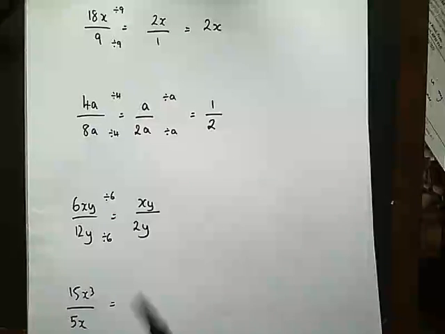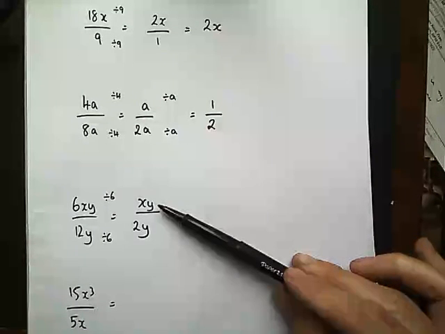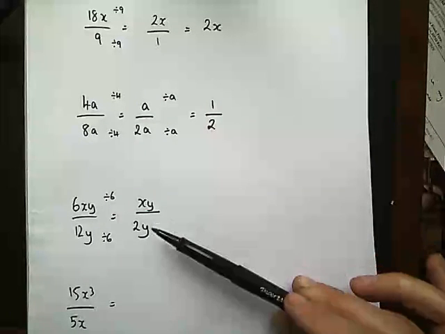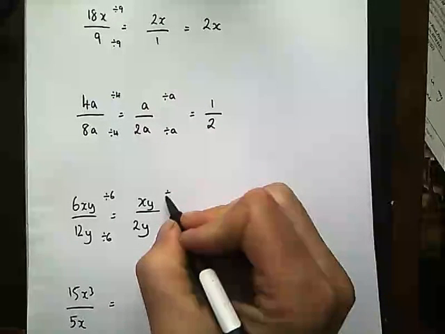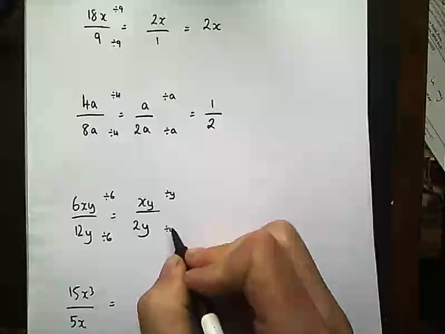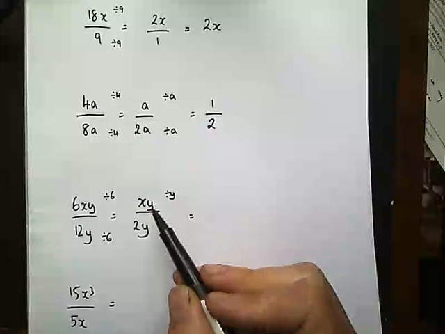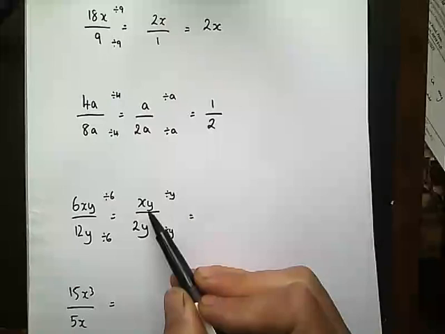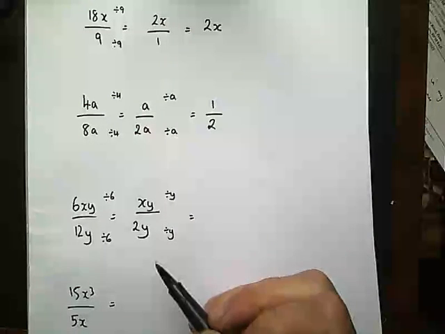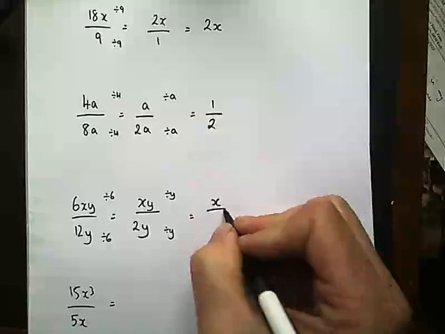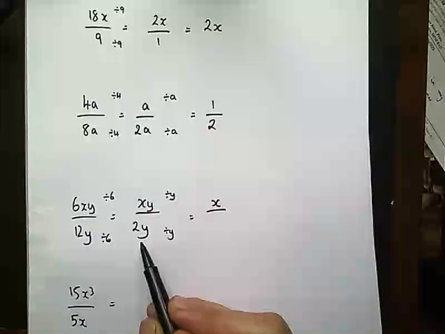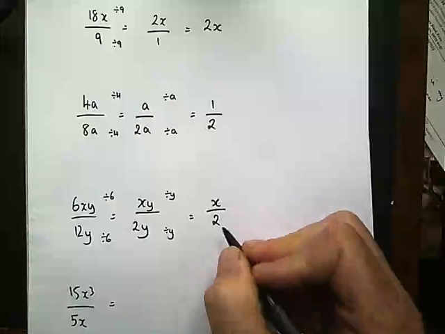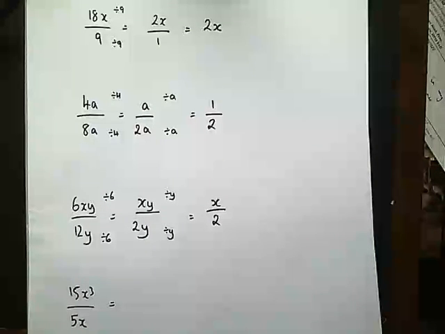Now again, I've got a common factor in my answer of y. So I can divide the top and the bottom by y. If I divide this by y, then this y, one y cancels out and I'm just left with the x as the numerator. And if I divide this denominator by y, then this y cancels out and I'm just left with a 2 as a denominator. So it's just x over 2 as an answer.